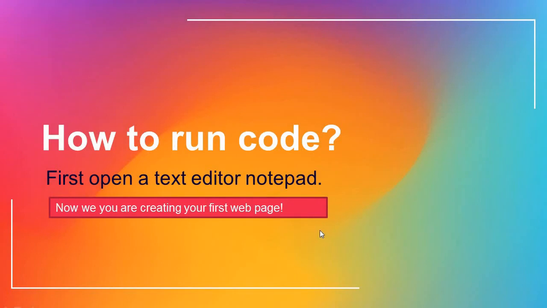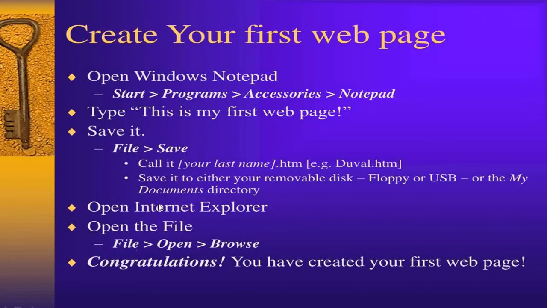Now, how to run code? First open a text editor, Notepad. To open Notepad in Windows: Start, Programs, Accessories, and Notepad. Then type, this is my first web page. Save the file with the extension .html, open Internet Explorer, and open the file. In this way you are going to make your first website.